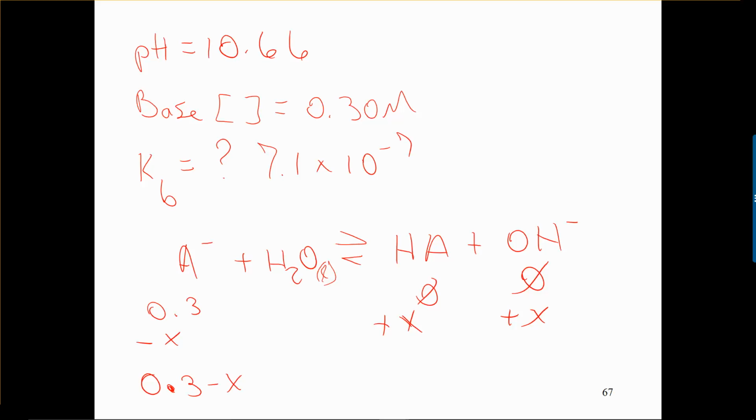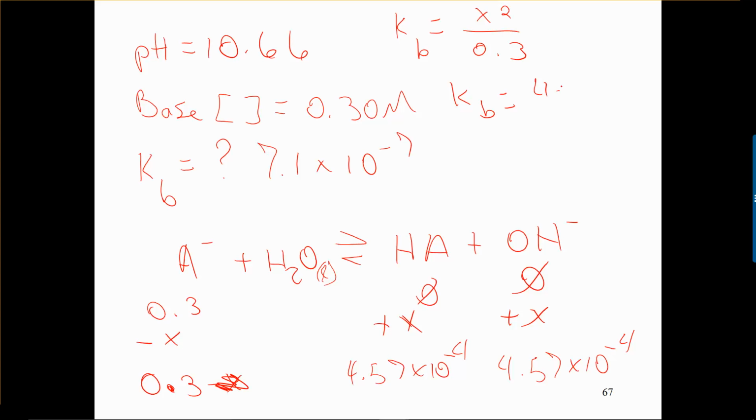What did you guys find for the OH minus ion concentration? 4.57 times 10 to the negative 4. Okay, so essentially here, to find your Kb, Kb equals x squared over 0.3. Kb equals 4.57 times 10 to the negative 4 squared over 0.1. Is that what you were getting? I'm sorry, 0.3.